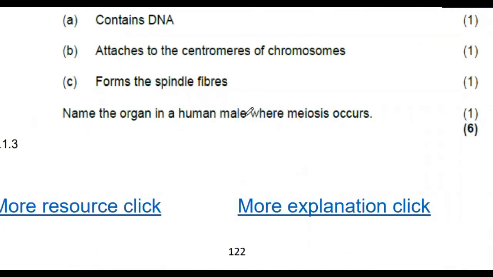Name the organs in humans where meiosis occurs. In males, it occurs in the testes, while in females, it occurs in the ovary.